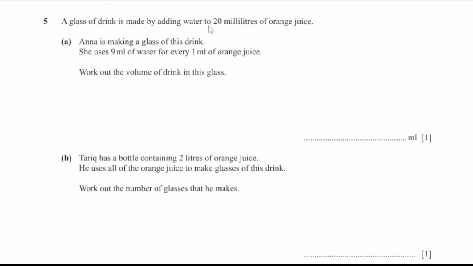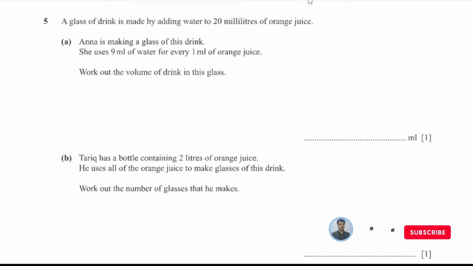So for 1 ml it is 9 ml, for 2 ml it is 18, for 3 it is 27, for 4 it is 36. So just multiply 20 by 9, and you will get the ml of water. Okay, work out the volume of drink in this glass. What will be the volume of drink in this glass?